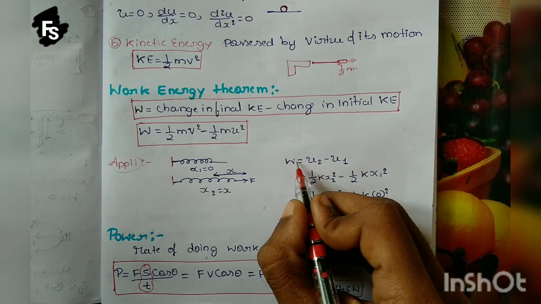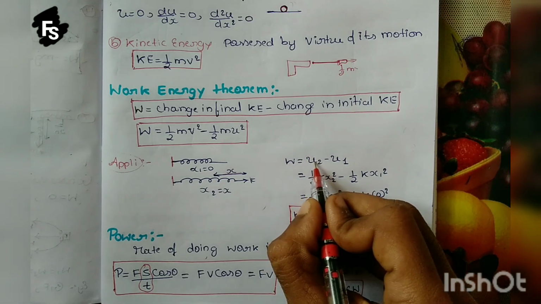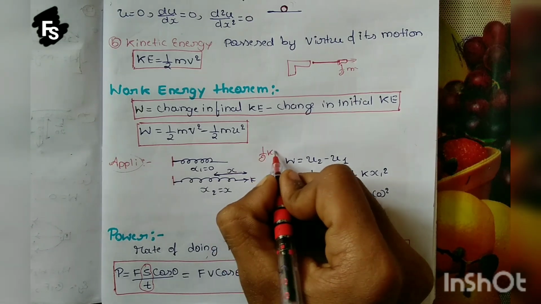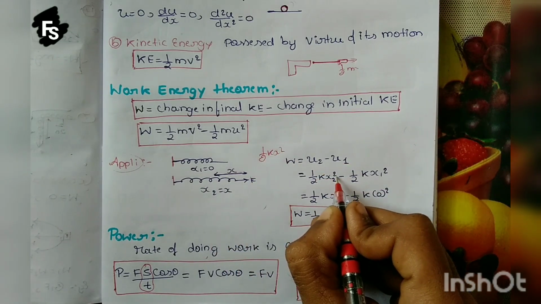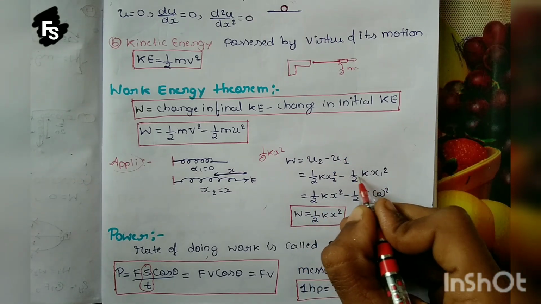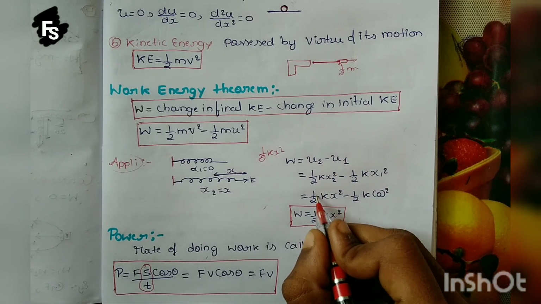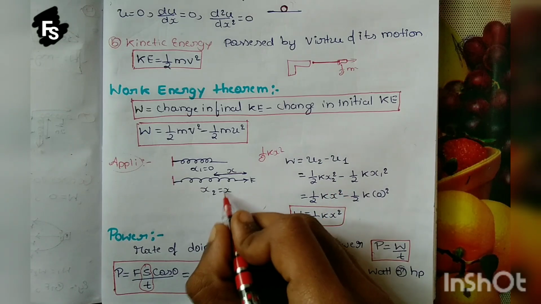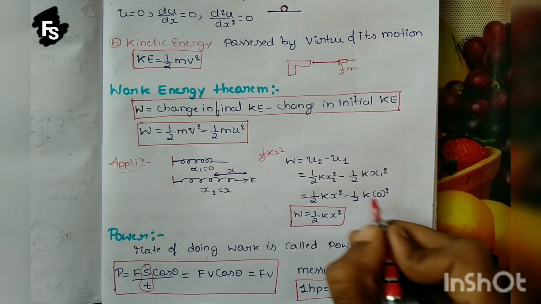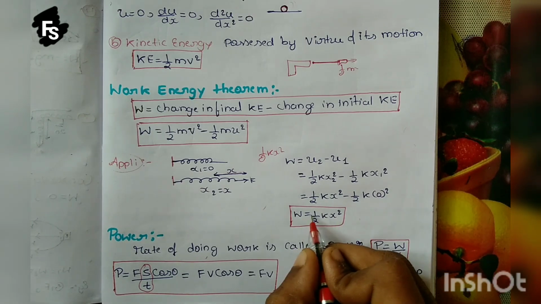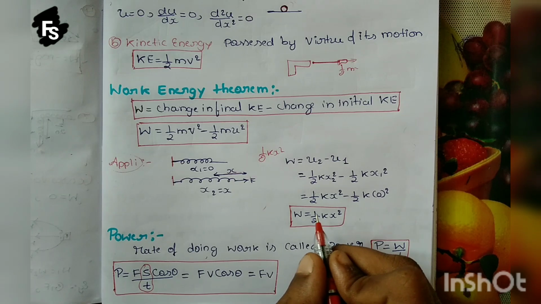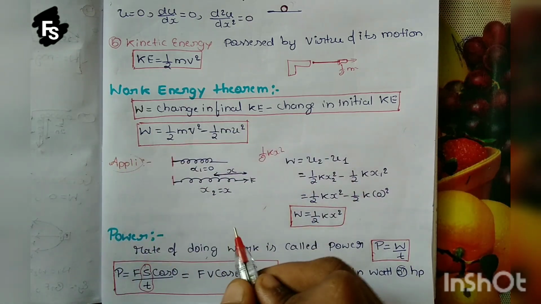Then work done is, first we have to find the final energy. What is the final energy? The spring formula is 1/2 kx². So 1/2 kx2² minus the initial, 1/2 kx1². Here x2 is x, so x², minus half into k into x1, and x1 is 0, 0 square. Then work done is equal to 1/2 kx². This is how we can solve more applications from this concept.